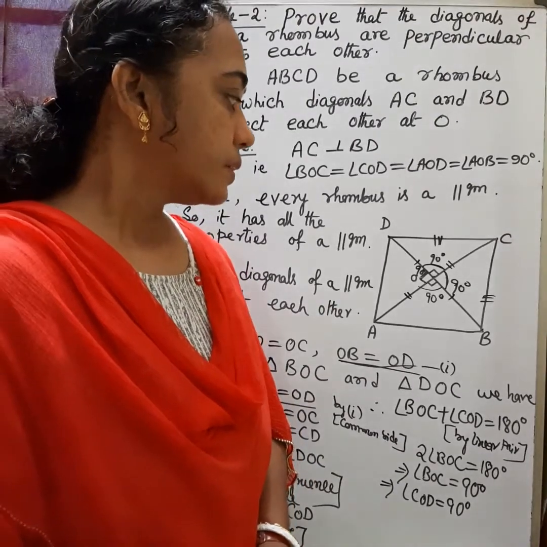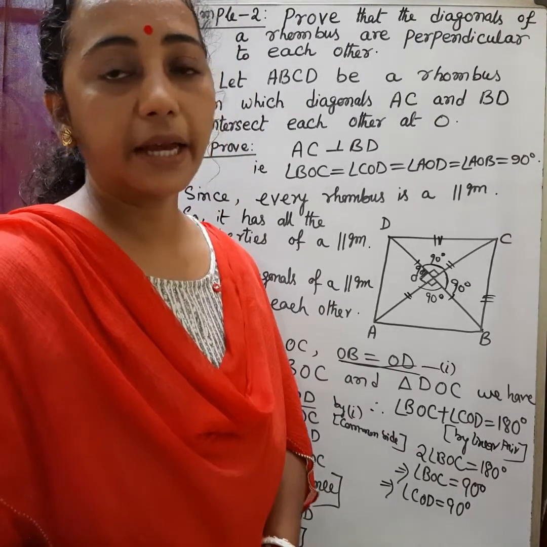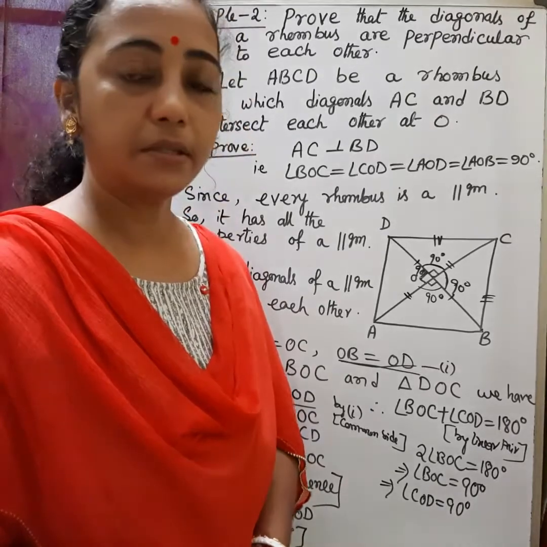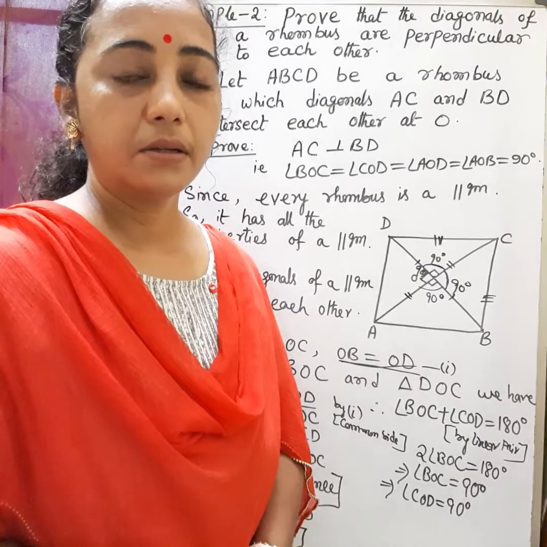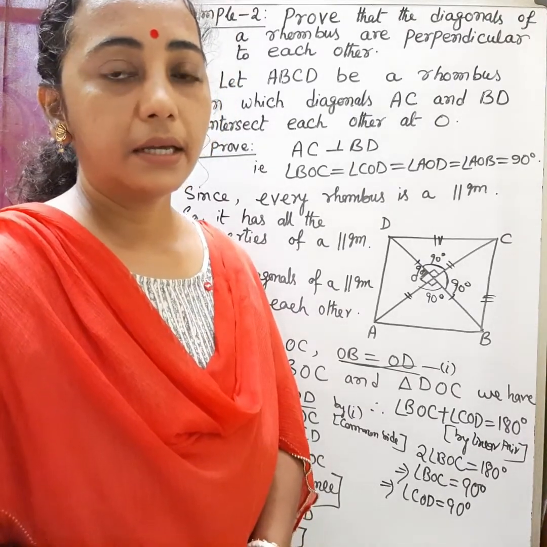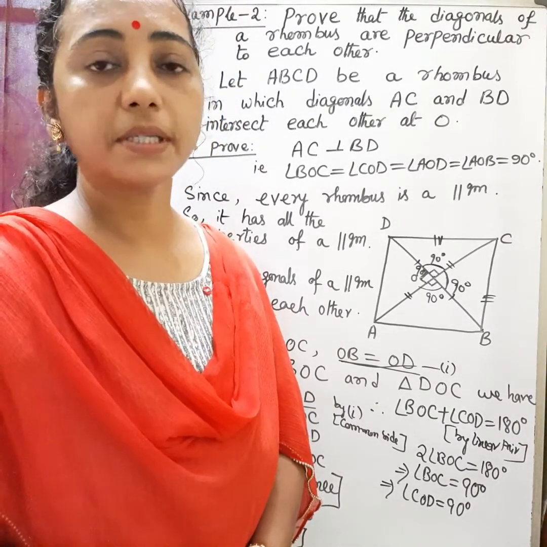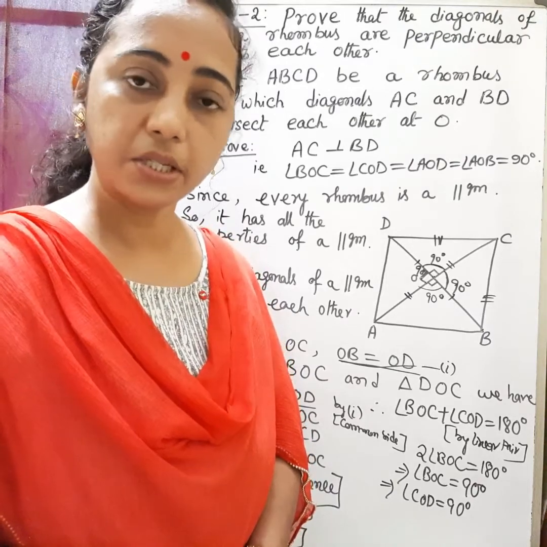Now that means, which shows that line AC is perpendicular to BD. So we can say that diagonals of a rhombus are perpendicular to each other.